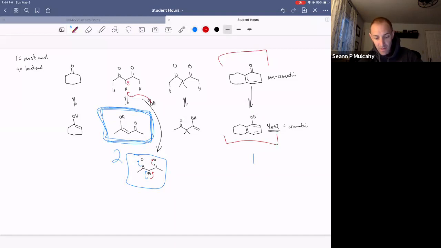Okay, so now we have to compare this first one and the third one, both of which give you enols that are only delocalization into a single carbonyl. So how can we distinguish these 2?